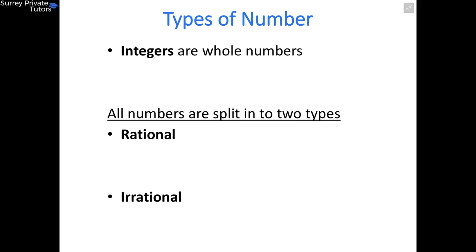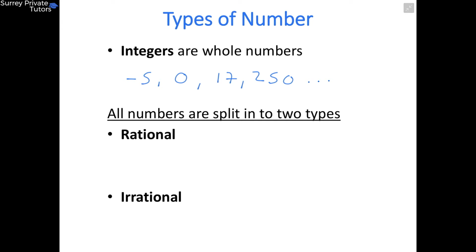Let's get started with this first part of the course, which is all about different types of number. Firstly, you need to know what an integer is. So integers are whole numbers, and these can be positive, negative, and also include 0. So if we just jot down some examples, we could have -5, 0, 17, 250, and so on.